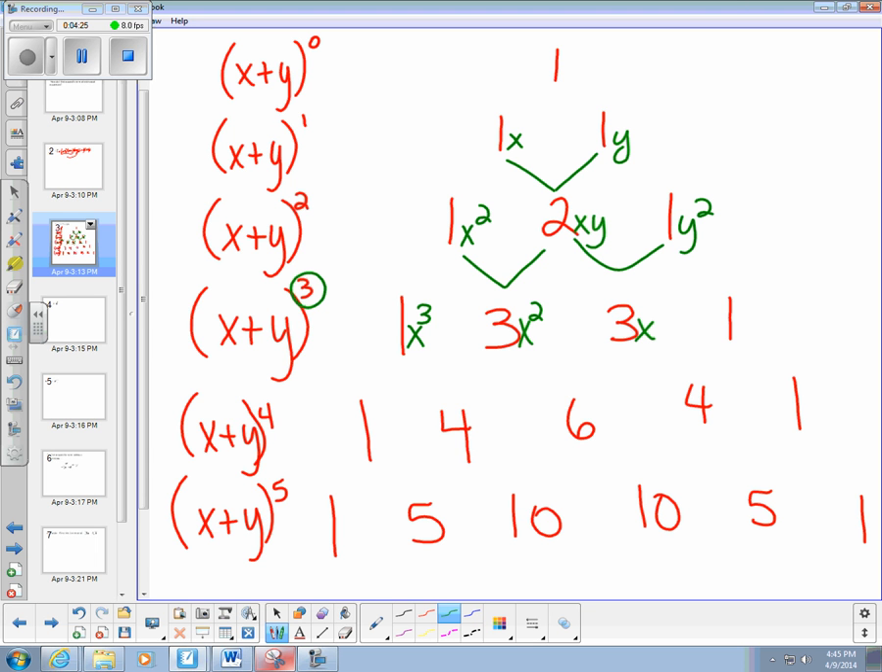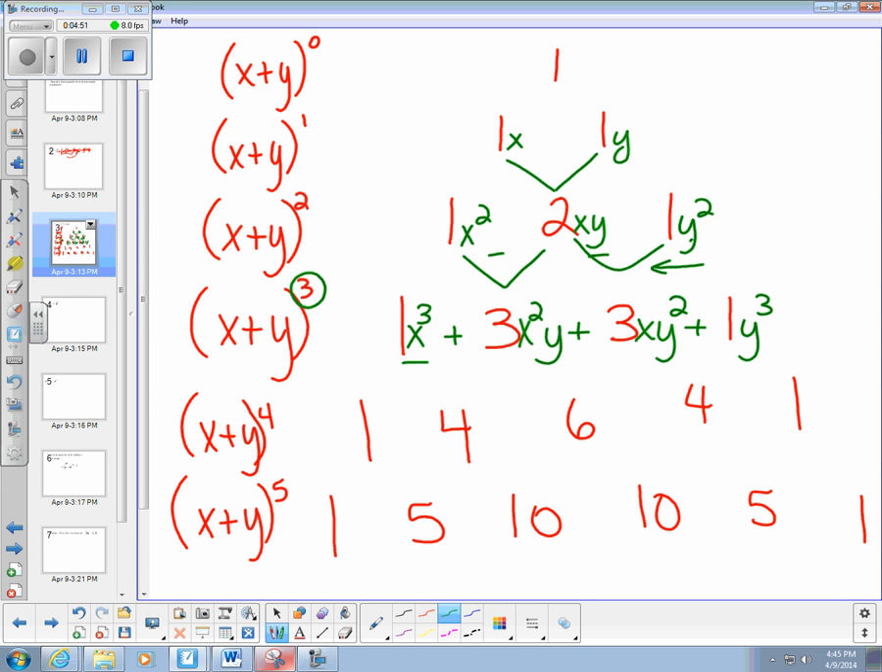Okay, now the y's start from the back and go this direction. So I had y squared, y, no y. So here I would have a y cubed, y squared, y to the first, and no y in this first term. Okay, and then all I have to do to finish this out is put plus signs between.